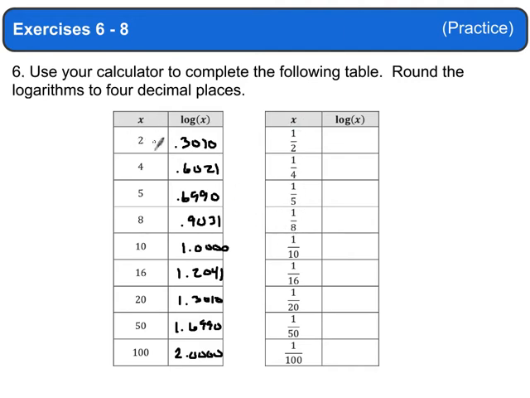These would be like the inverses of each of these. And so we took the reciprocal of the fraction, made 1/2. And so that would just give us negative 0.3010 or negative 0.6021. We're not going to fill them all out because you get the idea. Negative 0.6990. I'll do another one. Negative 0.9031. And this would be -1. And it would continue in the exact same pattern.